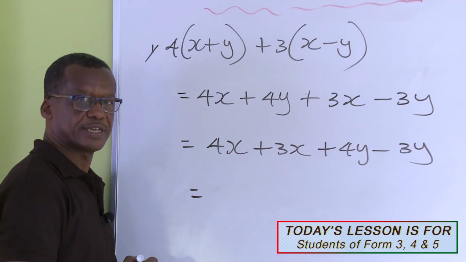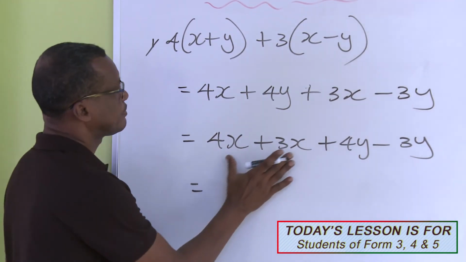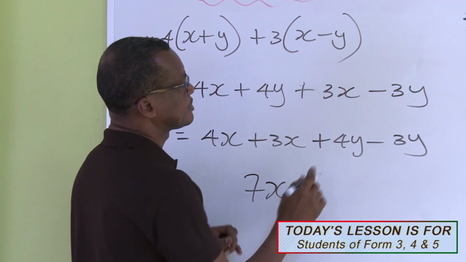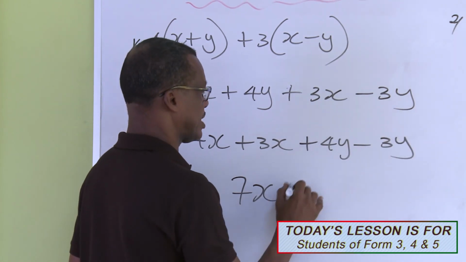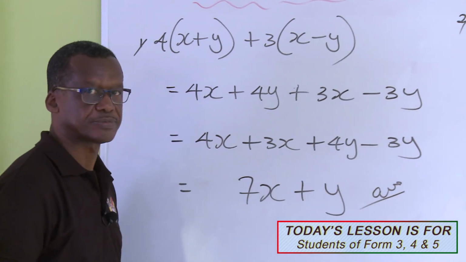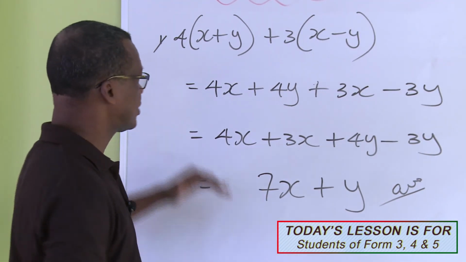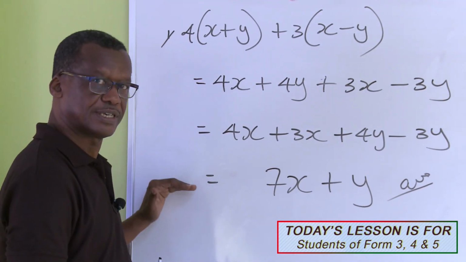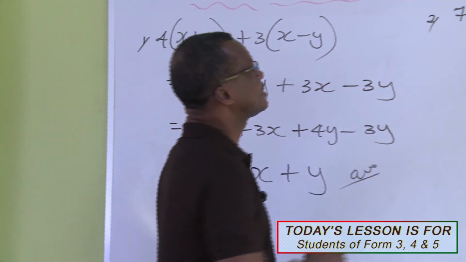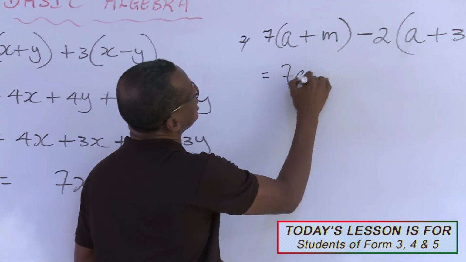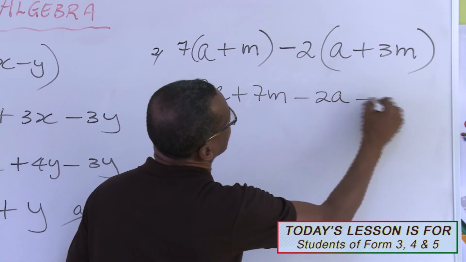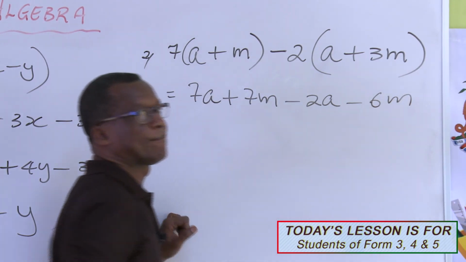Now we can simplify after we brought the like terms together. 4x plus 3x gives me 7x, and 4y take away 3y gives me plus 1y. Answer. Please ensure that you have all the steps in line, because there are times when you will be required to show your working. Next one, 7a plus 7m minus 2a minus 6m.